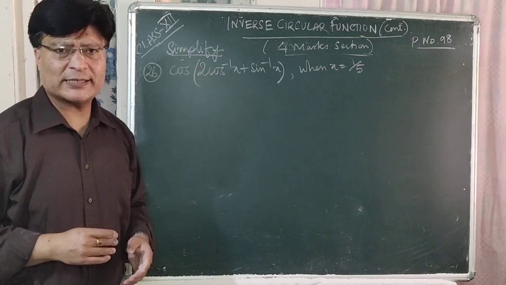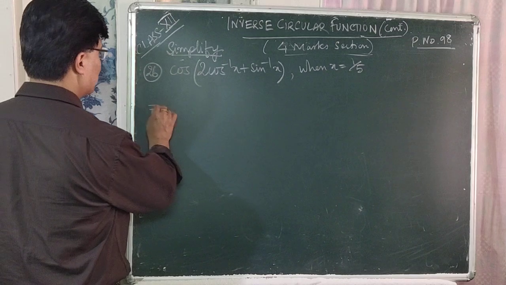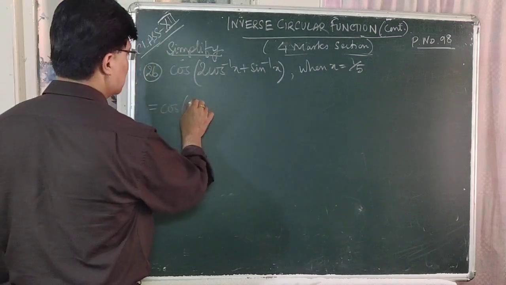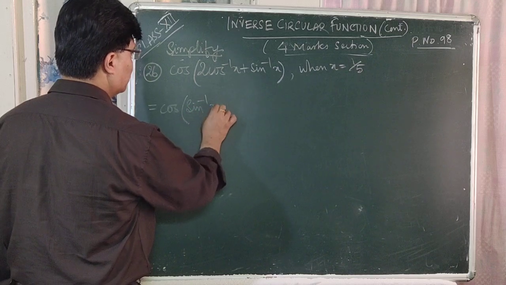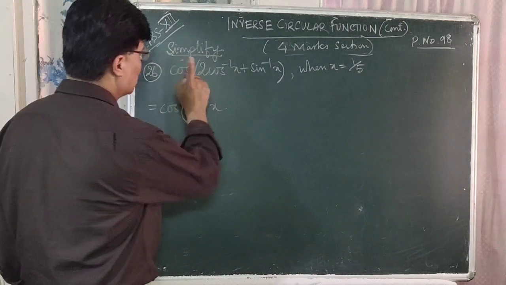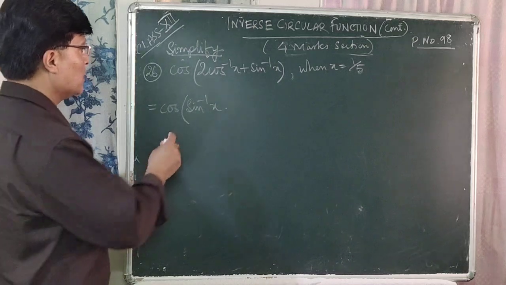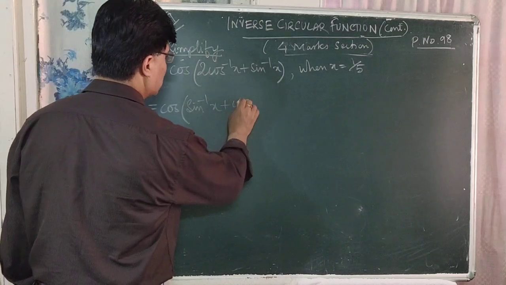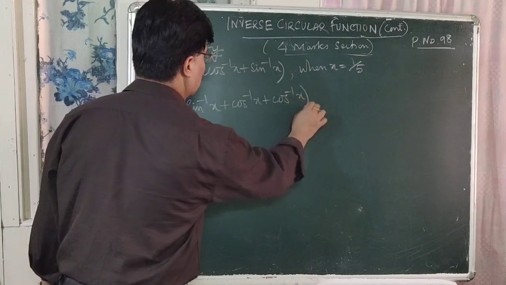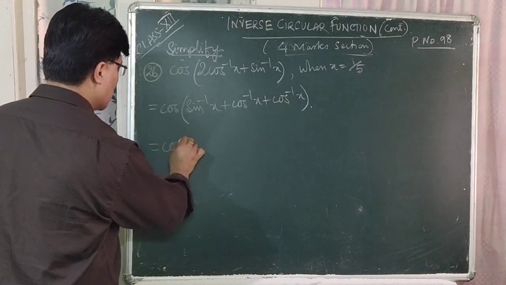2 cos inverse x can be written as cos inverse x plus cos inverse x, isn't it? So let us write cos within bracket. Let us write sin inverse x as the first term. Now we can break these 2 cos inverse x. We can separate the term. Plus cos inverse x plus cos inverse x. Is that clear? So which is equal to cos of within bracket.